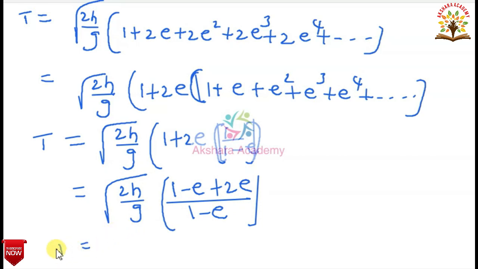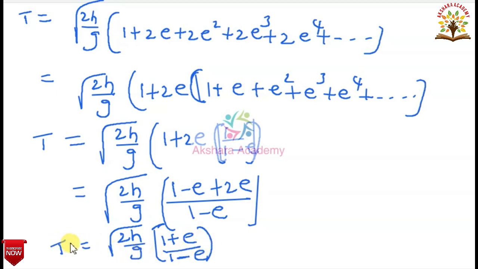That is, t is equal to square root of 2h by g of 1 plus e by 1 minus e. This is the time taken by the body to come to rest. So in this question, which one is correct? This one is correct. So time taken by the ball before coming to rest is 1 plus e by 1 minus e root of 2h by g.